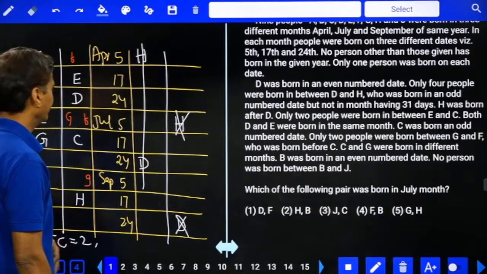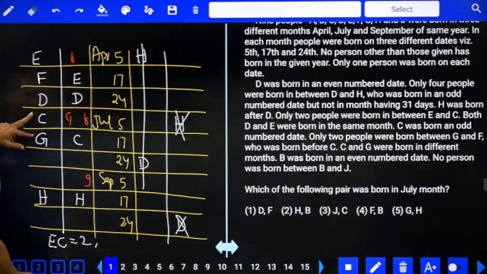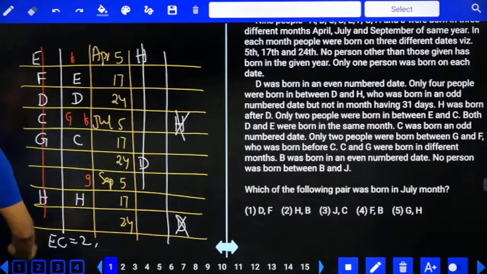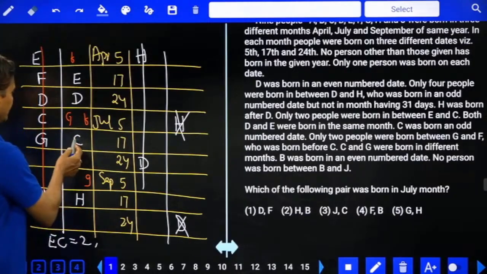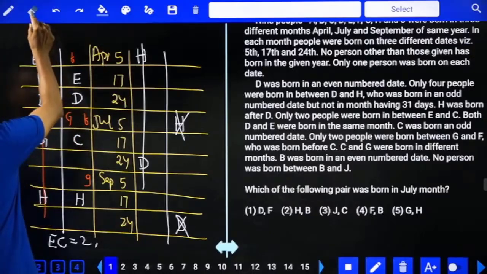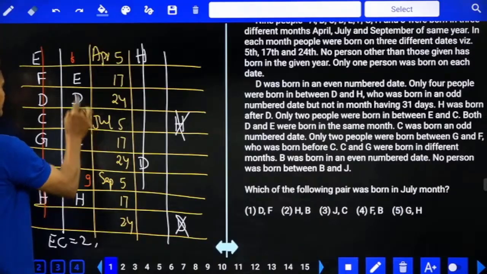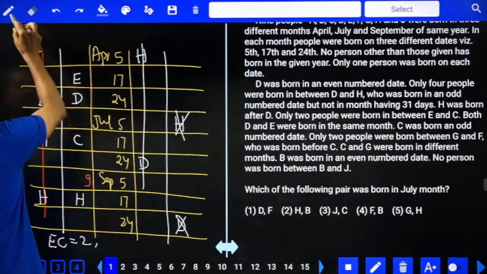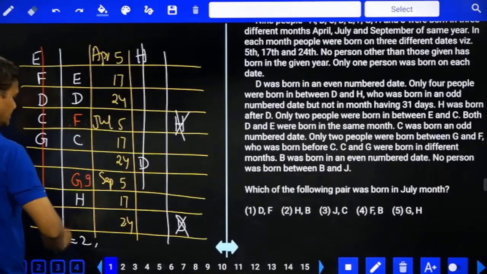C and G were born in different months. Now C and G were born in different months here. C and G, both the persons were born in the same month, this is ruled out. Now C and G were born in different months. Now C is here. We cannot have G at this place. Hence, G cannot be here. As G cannot be here, then F cannot be here. F cannot be here, F must be here. And 2 persons between F and G, G is here.